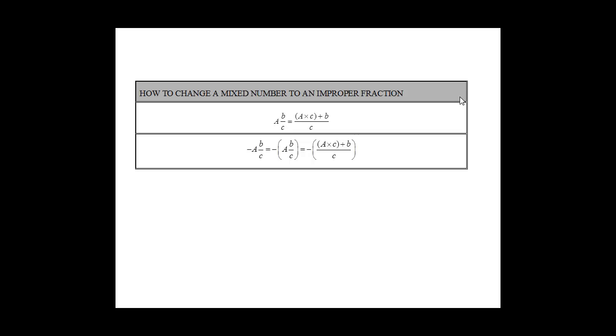Recall how to change a mixed number into an improper fraction. A mixed number is in this form, a whole number and a fraction. To change it to an improper fraction, we will multiply the whole number times the denominator and add the numerator in order to get the new numerator of the improper fraction, and we will keep the same denominator.